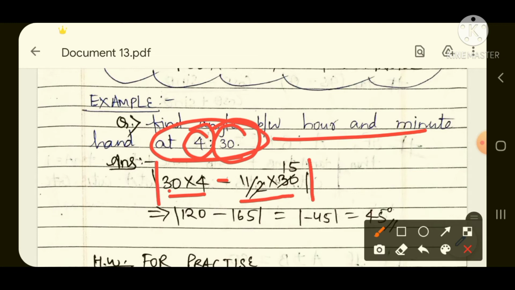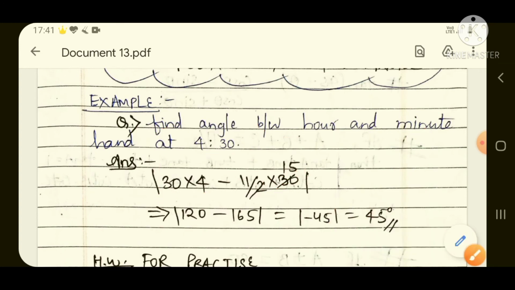So here after simplification, 30 into 4 is 120, minus this, the 2 will cancel with 30 for 15 times. So 11 into 15 is 165. So 120 minus 165 will become minus 45, and if we take the mod of that, we will get 45 degrees. So yes friends, this is how you get the angle between the hour hand and minute hand.